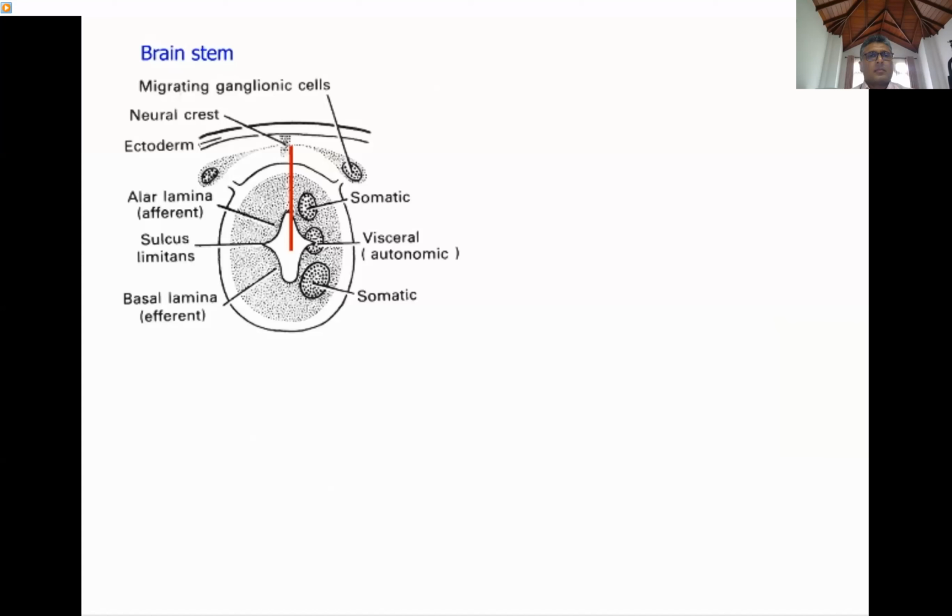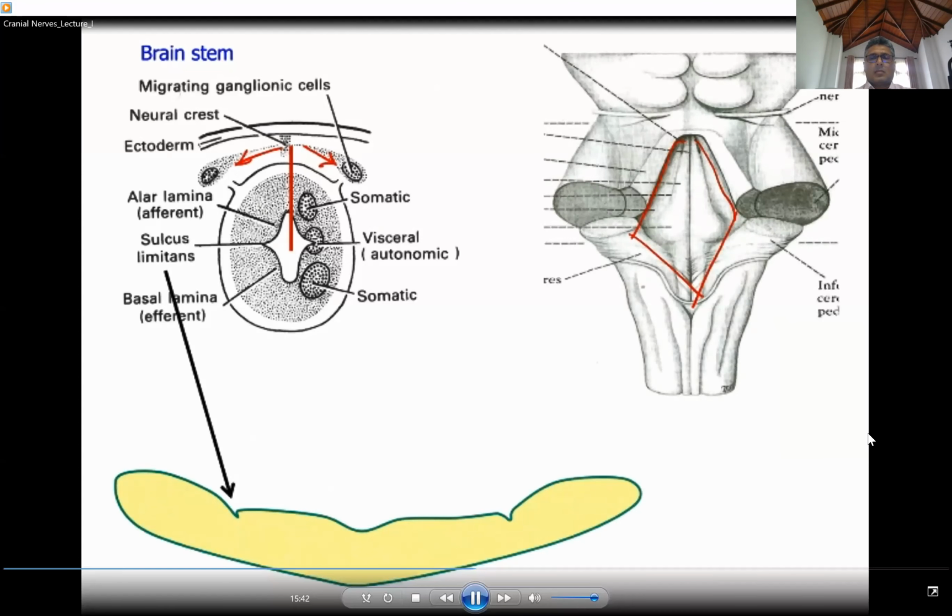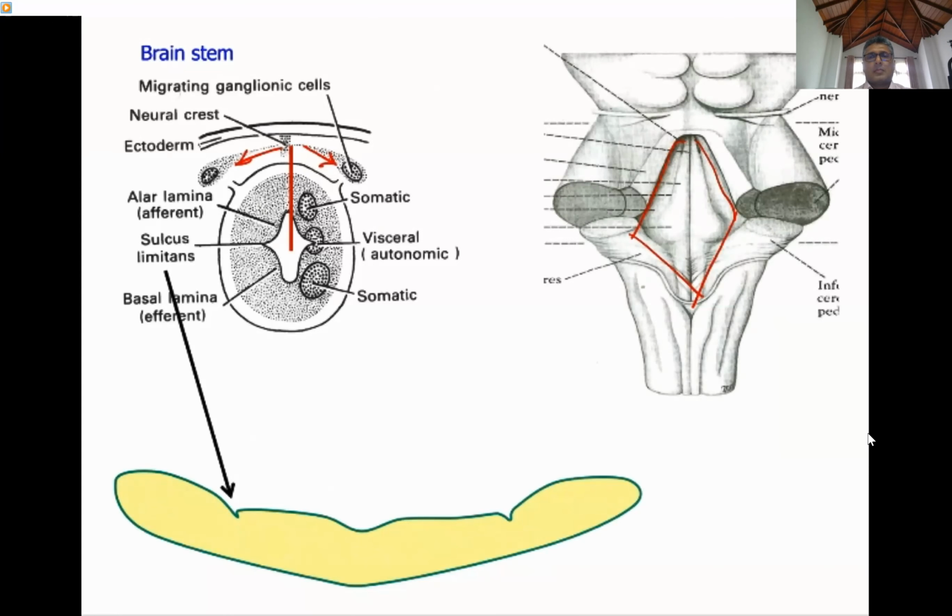The neural tube splits at the back and opens up here to form the fourth ventricle of the brainstem. Therefore, when the brainstem is formed, at the floor of the fourth ventricle, the nuclei of the cranial nerves are arranged from medial to lateral rather than from anterior to posterior. But the position of the cranial nerve nuclei is maintained based on the original arrangement.